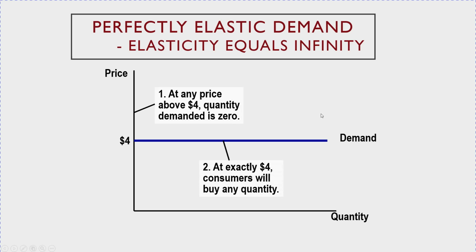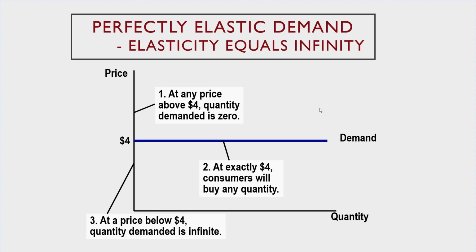All right, this one is perfectly elastic demand. What this is saying is you have a horizontal demand curve. So at any price above $4, quantity demanded is 0, and at any price below $4, the quantity demanded is infinite. Again, this is really just a theoretical example.